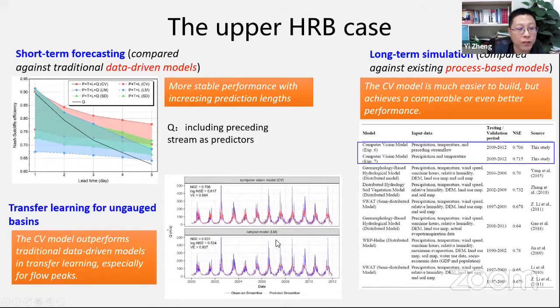Okay, we also tested the transfer learning capability of the CV model for ungauged basins. So we can see this is our method. This is a traditional lumped model. We can visually see that the CV model outperforms the traditional model in transfer learning.